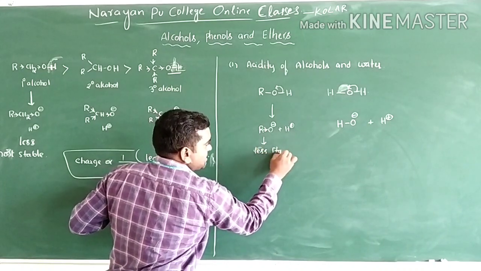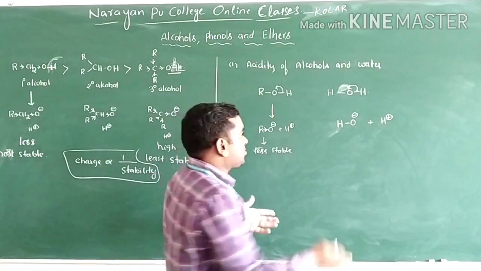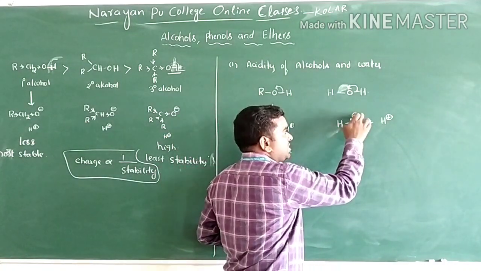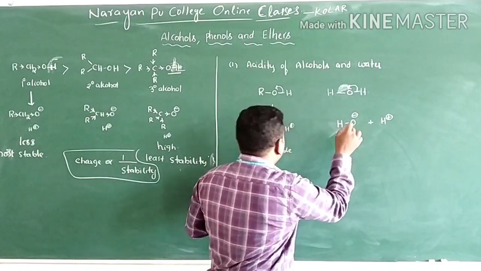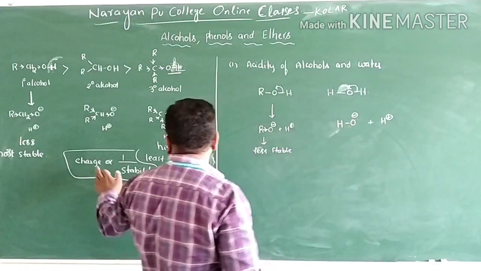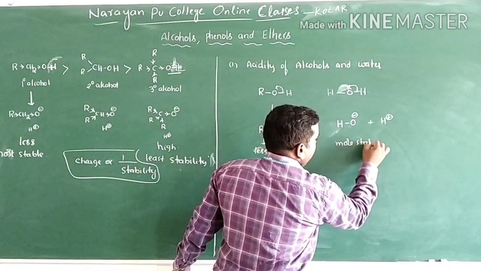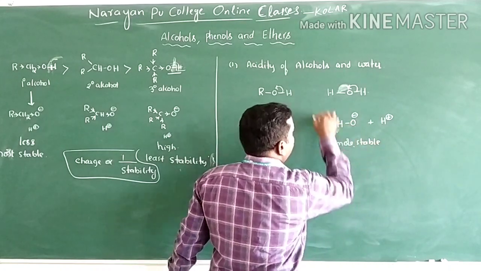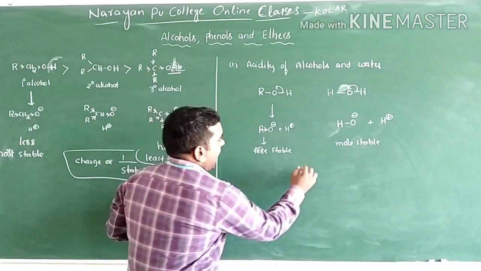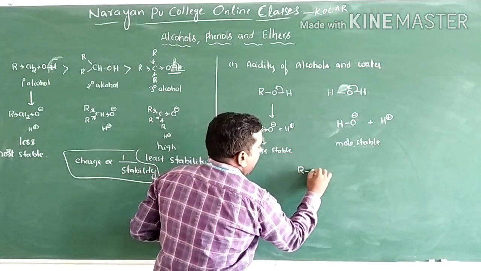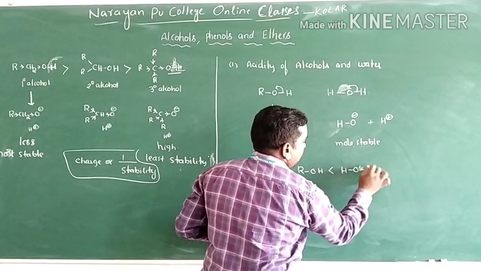But here hydrogen is not an electron donating group, so it cannot donate electrons to O minus compared to the alkyl group. Here the oxygen has less charge, so the stability will be more. So this anion is more stable. If it is more stable, that molecule is more acidic. So that's why alcohols are less acidic than water.